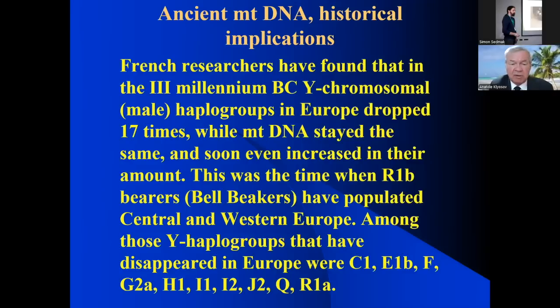Among those Y haplogroups that disappeared in Europe were C1, E1b, F, G2A, H1, I1, I2, J2, Q, and R1a. So those were exterminated. I'm sorry for such a term, but that's what happens when genocide happens. So all of them disappeared from Europe. And there is a gap, typically, in the classification. Well, it sounds not really politically correct.